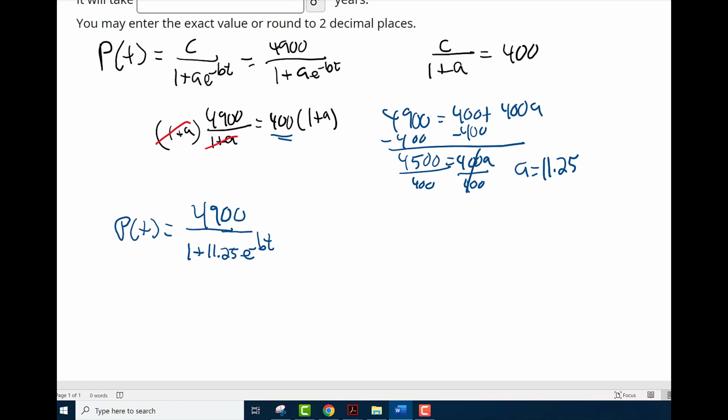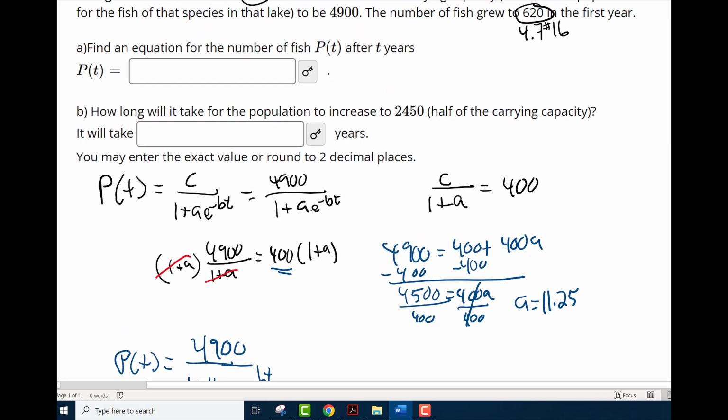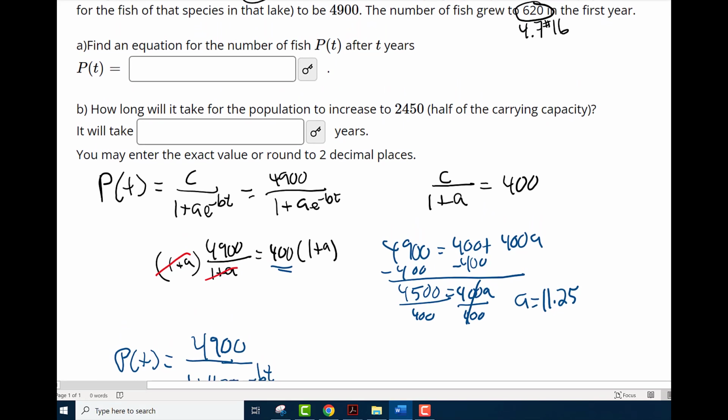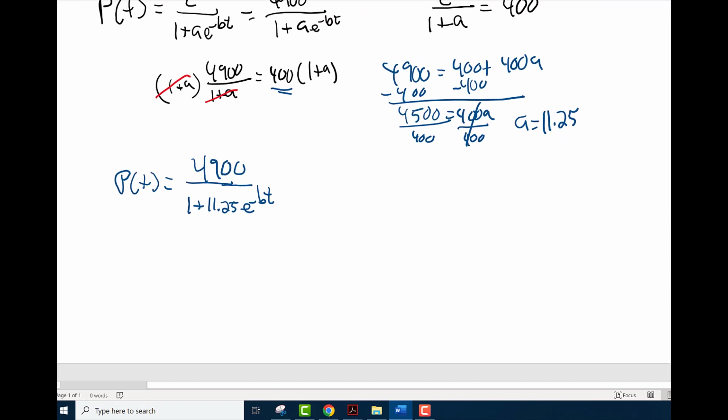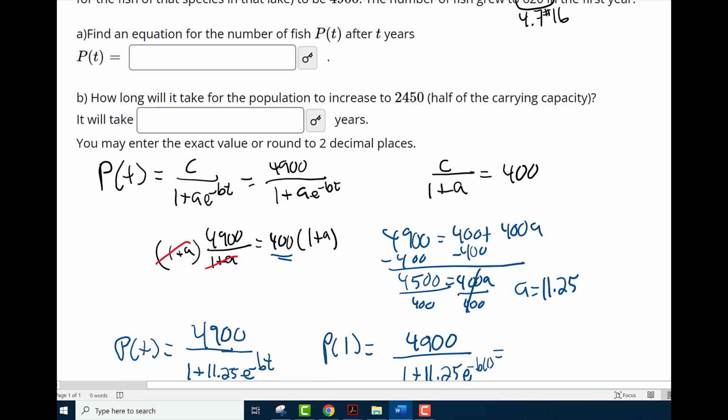We want to find out what b is going to be. So if you look back at the problem, it says find an equation for it after t years. And what they tell us is that after 1 year, it's 620. So P of 1 is going to be the 4,900 over 1 plus 11.25 e to the negative b times 1 equals, what was that, 620? 620.